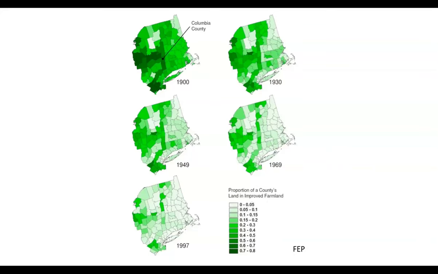And maybe one reason why this ant is here and not somewhere else is these maps show the proportion of the county's land in improved farmland over the years. And so if you go to 1997, you see that we actually have more of our land in improved farmland than the surrounding counties. And so I think Columbia County has conserved some of its open land, and the hilly terrain and the soils, these dry, thin-soiled pastures and fields may have persisted here longer than in other places. And that might be why this ant's here. But that's just a guess at this point.